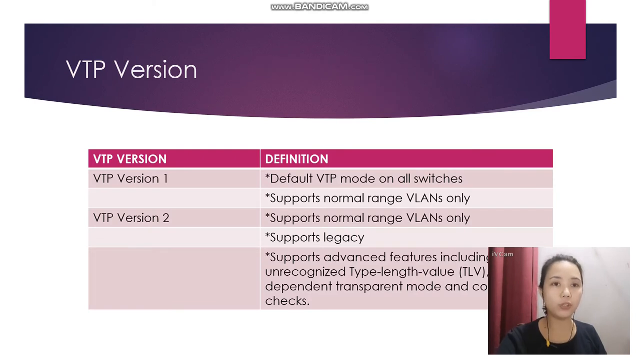These are the two versions of VTP, which are VTP version 1 and VTP version 2. VTP version 1 is the default VTP mode on all switches. It supports the normal range of VLANs only. VTP version 2 also supports the normal range VLANs only, but supports legacy and advanced features including unrecognized type length value or TLV, version-dependent transparent mode, and consistency check.